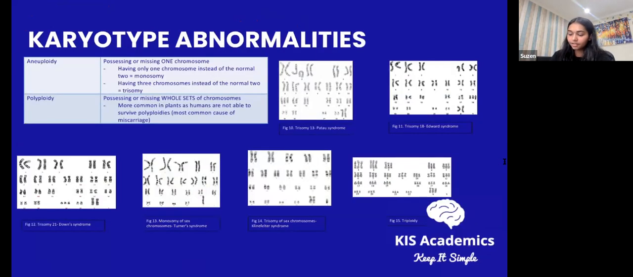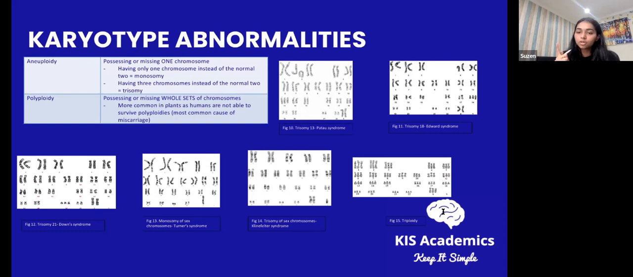So now looking at karyotype abnormalities. You can have two types of abnormalities: aneuploidy and polyploidy. Aneuploidy is the most common one that's tested, and it's pretty much when you're missing one chromosome or possessing an extra chromosome. So every time you're dealing with one chromosome, it's aneuploidy. If you're dealing with the entire set of chromosomes, it's called polyploidy.